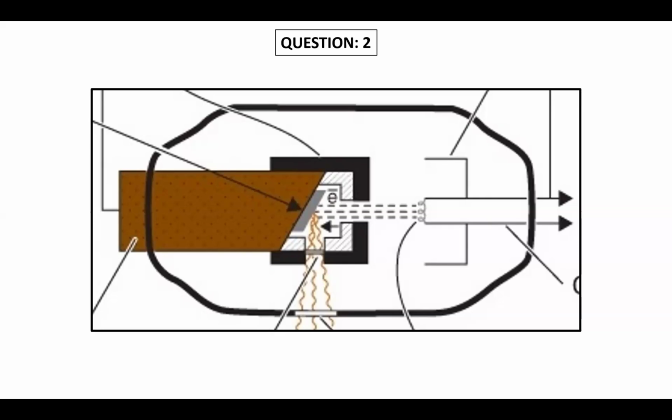So mainly what we are seeing here is thermionic emission. Based on that, the X-rays will be produced. Can you explain to me how the X-rays are produced, very shortly?